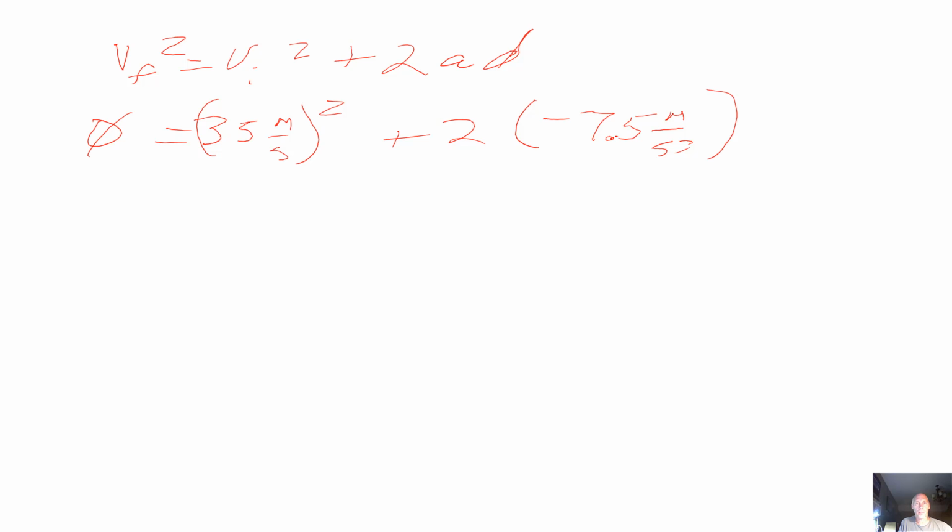And we're looking for our displacement. So you're going to square that, bring it to the other side of the equal sign. It makes it negative. Multiply that by 2. You get negative 1225.